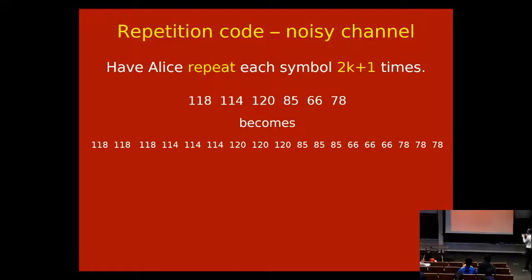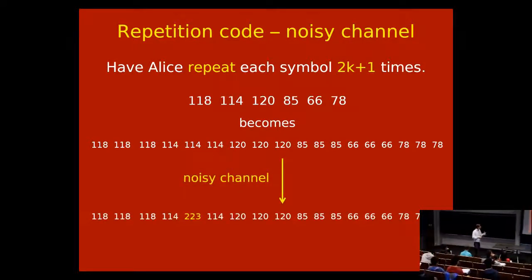And now, remember, it's the trickier case, not the erasure case, but the noisy case, where the symbols can just be changed. And we'll imagine at most 1 can be changed. So maybe when you pass it through the noisy channel, 114 gets changed to 223. But Bob is still OK here, right? He says this one is definitely 118. This one is 114. This one's 120, 85, etc. So why does this work in general? I mean, this was the example where k is 1. But if k is like 5, why is it OK if you repeat each symbol 11 times?